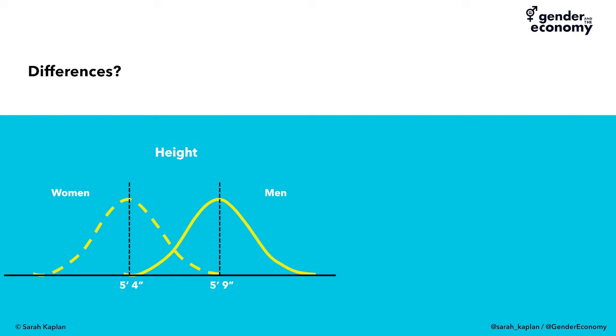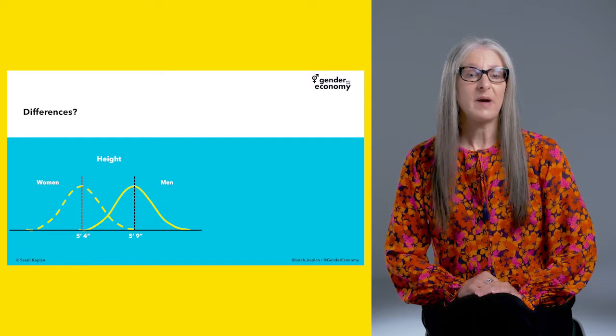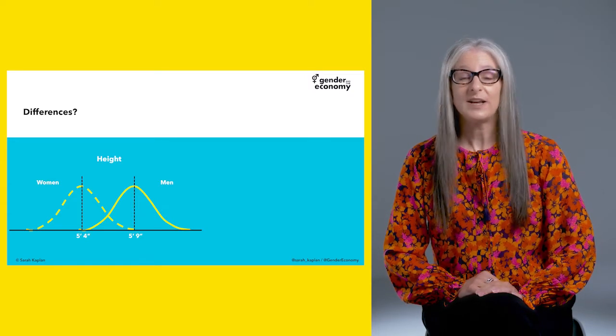Let's keep in mind that some of these differences are real. In Canada, for example, men are on average 5 feet 9 inches tall. That's about 175 centimeters, while women on average are 5 foot 4, which is about 162 centimeters. These are due to biological differences by sex. However, it's important to note that there's a wide distribution. Some women are very tall, some men are very short, and everything in between.